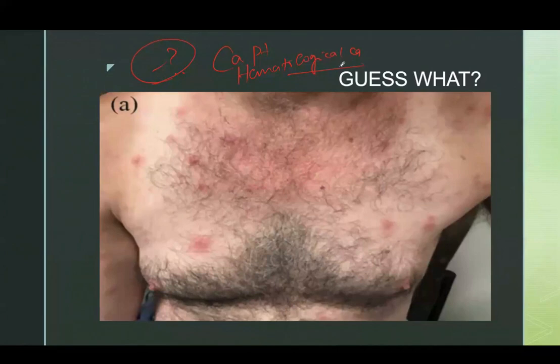Good thinking, but Kaposi sarcoma is most common in HIV. Actually, it's most common in non-immunocompromised individuals, especially of African American origin. Then comes HIV. Cutaneous T cell lymphoma, you're talking about Sézary syndrome. That's not this one. This is not Sézary.